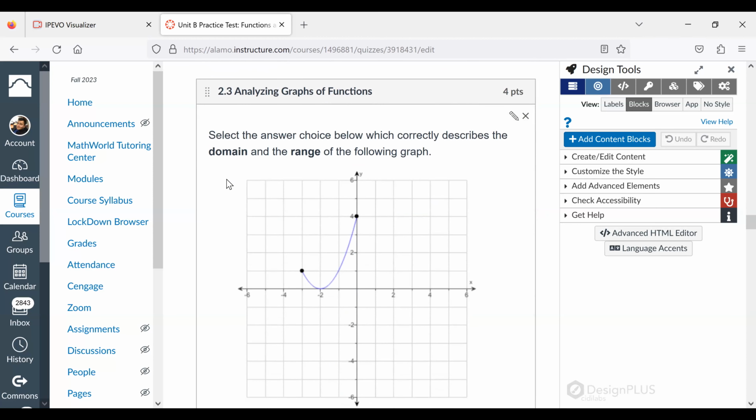14. Select the answer. Oh, okay, who cares about that? It looks like it wants us to find the domain and range. So, what is the lowest x value here? And the highest x value, right? We don't have any holes.